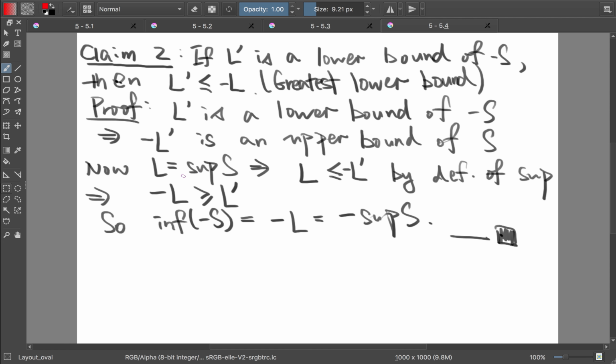Now, L is equal to the supremum of S. That means L should be smaller than or equal to negative L prime by the definition of supremum. And taking the negative sign on both sides, we get negative L is greater than or equal to L prime. This is the same as the above-mentioned statement. So the infimum of negative S is equal to negative L, and L is equal to the supremum of S, so it is equal to negative of the supremum of S.